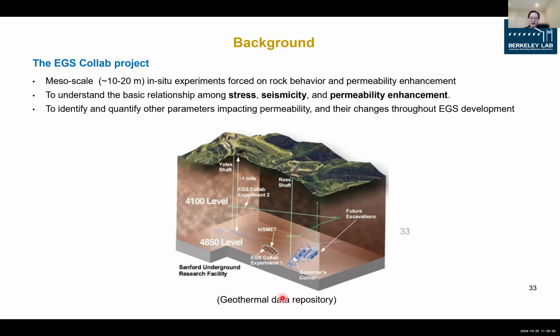So here shows the two different experiments conducted at different depths. The first experiment is conducted at about 1.5 kilometers underground at SURF, the Sanford Underground Research Facility in South Dakota. And the stimulation was successful. And this is the main data that we used today.